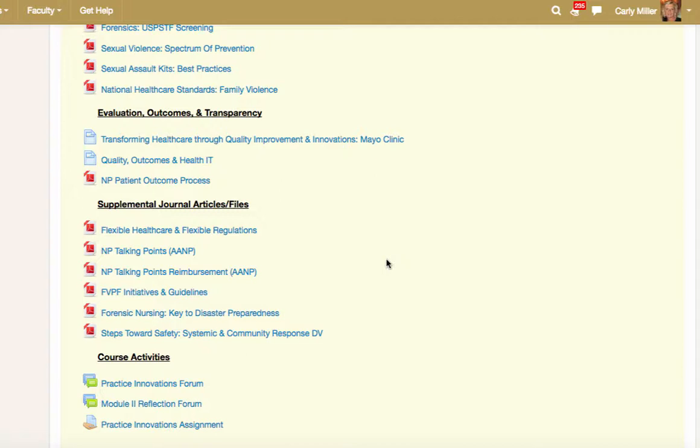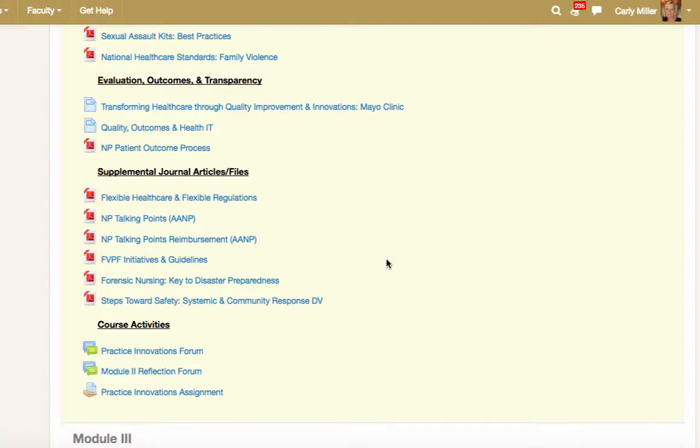Some other supplemental journals that I also put up, Flexible Healthcare, Flexible Regulations. It's actually a great journal article because it's from the Journal of Law and Health, so it's outside of the nursing profession, looking at competitive healthcare with different types of providers to have a market that essentially is fair. So it's just a good article to kind of take a look at.